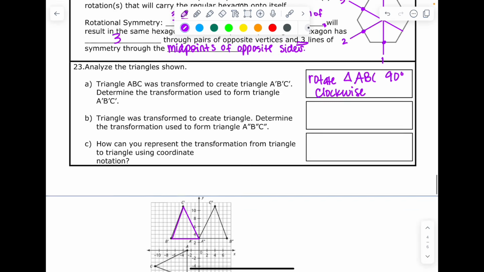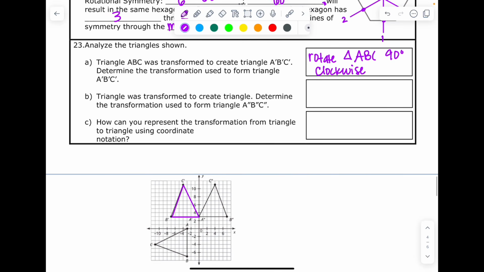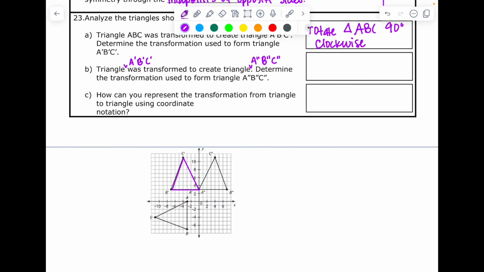Okay, and then the next one. So this was supposed to say A prime, B prime, C prime was transformed to create triangle A double prime, B double prime, C double prime. Sorry about those mistakes. Determine the transformation used to create the double prime triangle. So it looks like it's just, no, it's not a translation, right? Because this is B and then this is B. So if I were to translate this, B is in the wrong spot. So this is clearly a reflection across the y-axis.